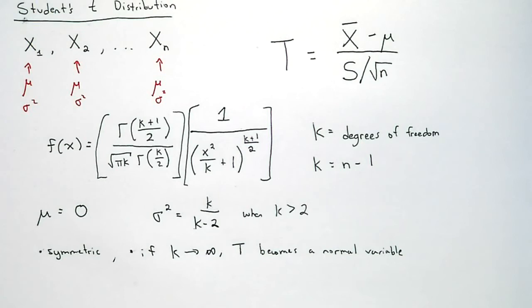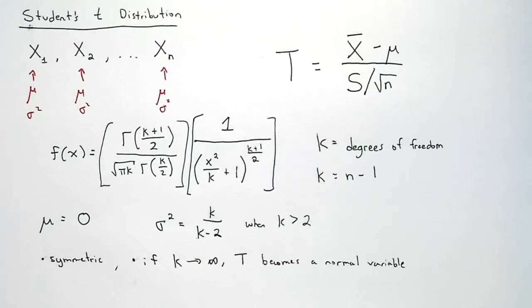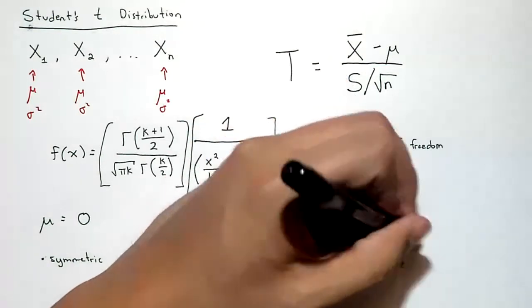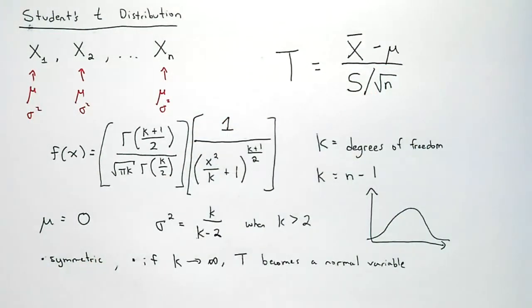That's the student's t-distribution. Like I said, we're going to look at applications later in this class. But at least I wanted to introduce the main things you need to know about the distribution. And those main things are that it's symmetric and looks similar to a bell curve, just a little bit flatter than the bell curve with thicker tails.